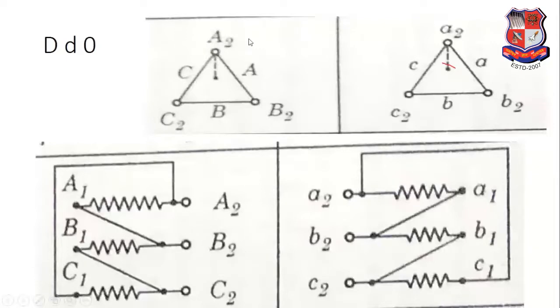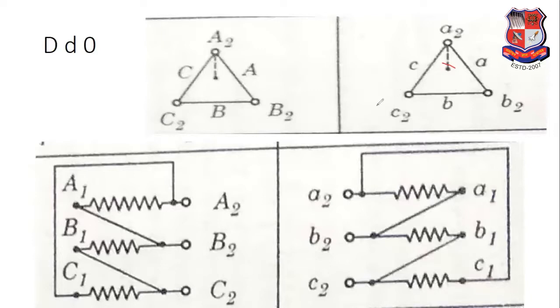Okay, now next is the DD0 connection. In the DD0 connection, you can see over here that HV is connected in delta. So this is your delta connection. And LV is also connected in delta. This is your delta connection.